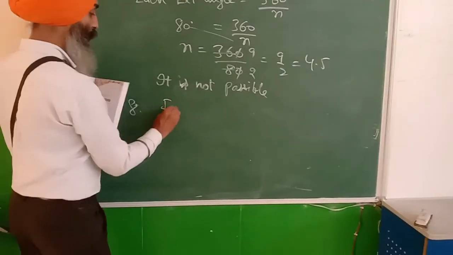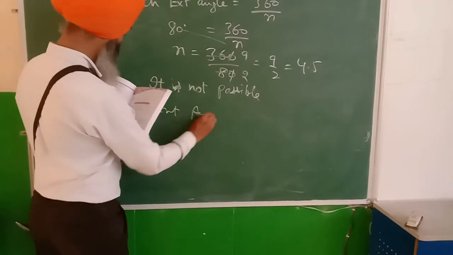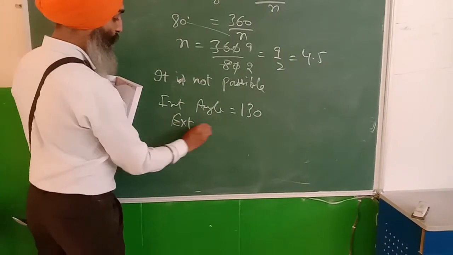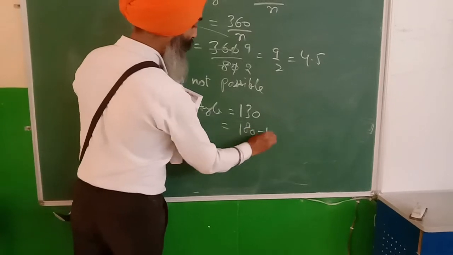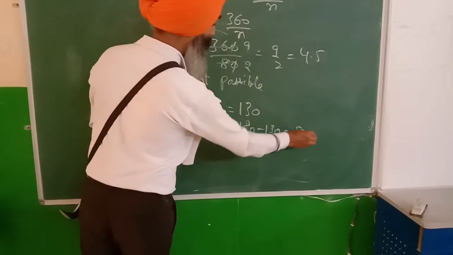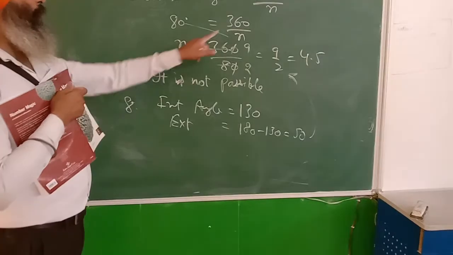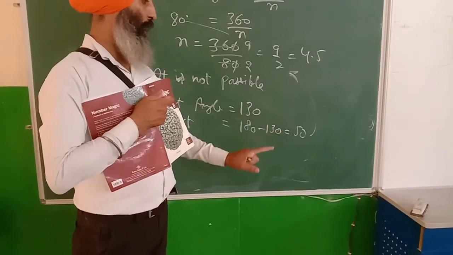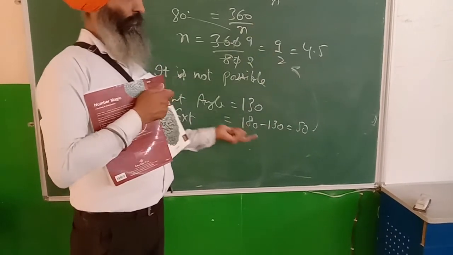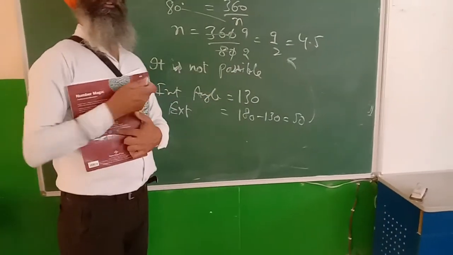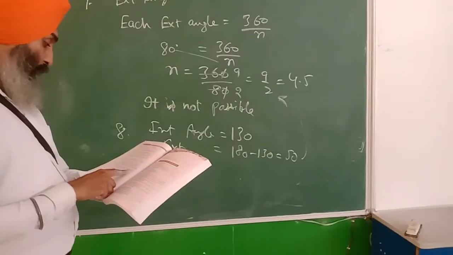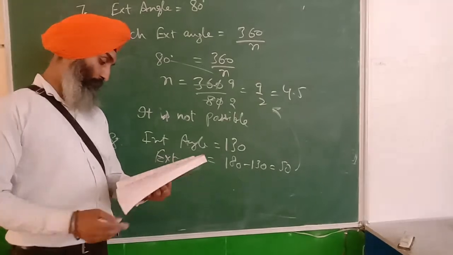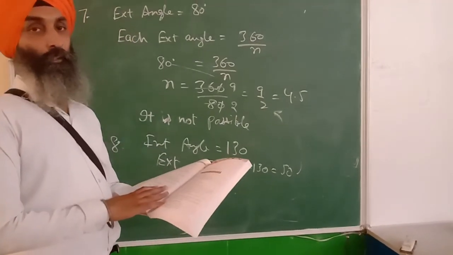In the same way, in the 8th question you have been given the interior angle, 130 degrees. First of all, you will find the exterior angle by subtracting it from 180 and apply the same method. By applying the same formula, if n is a decimal, then it is not possible. If n is a proper whole number, then it is possible. Okay, everyone. In the 9th question, you can solve it yourself. If you have a problem, you can discuss it with me in the WhatsApp group.